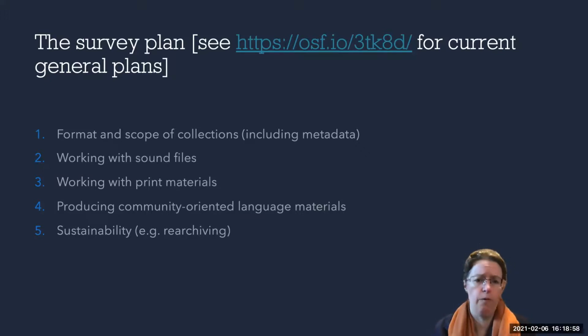So first of all is the format and the scope of the collections, including the metadata. These are things like what is in the collections, what sorts of things are people collecting, how are those materials linked to one another, can we find the things that we need to find, can we find all the materials from a particular speaker, for example, is the material complete according to the inventory, and all of those sorts of things.